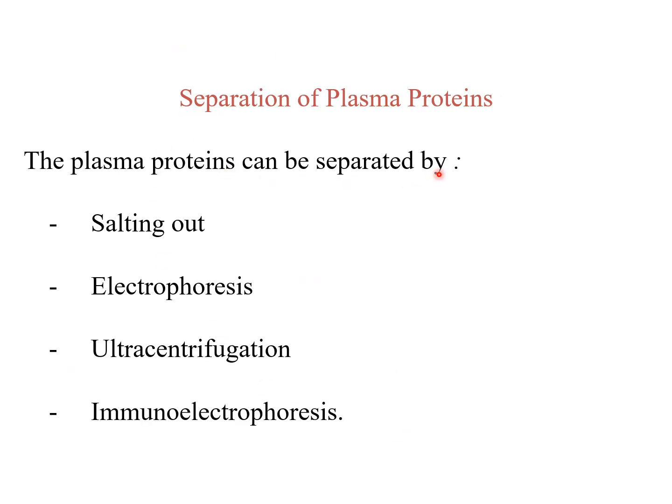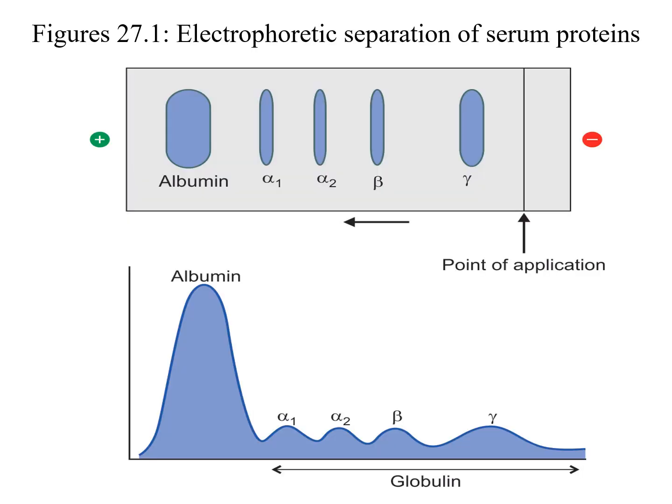Plasma protein can be separated by the salting out method, which is the outdated one, then electrophoresis, ultracentrifugation, and immunoelectrophoresis. This is the electrophoretic separation of plasma protein. The pattern is something like this: the huge band of albumin followed by alpha 1, alpha 2 globulin, beta globulins, and gamma globulins.